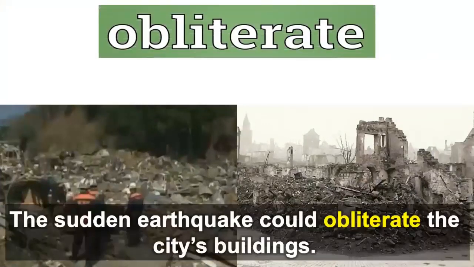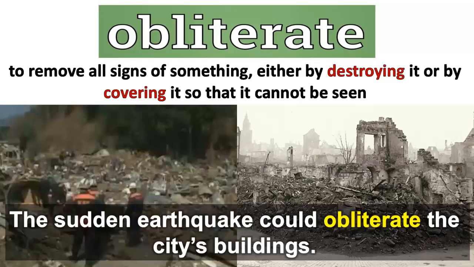The next word we have is obliterate. Obliterate. The sudden earthquake could obliterate the city's buildings. To obliterate is to remove all signs of something, either by destroying it or by covering it so that it cannot be seen.